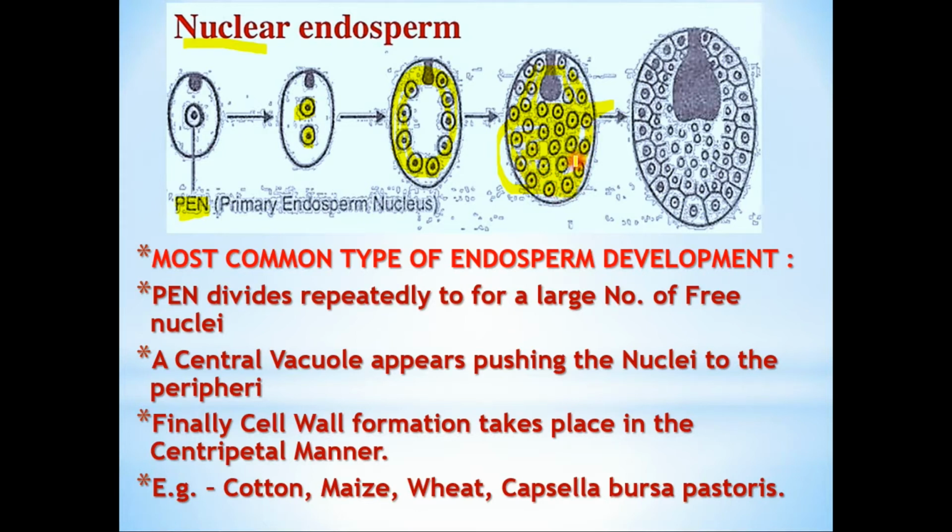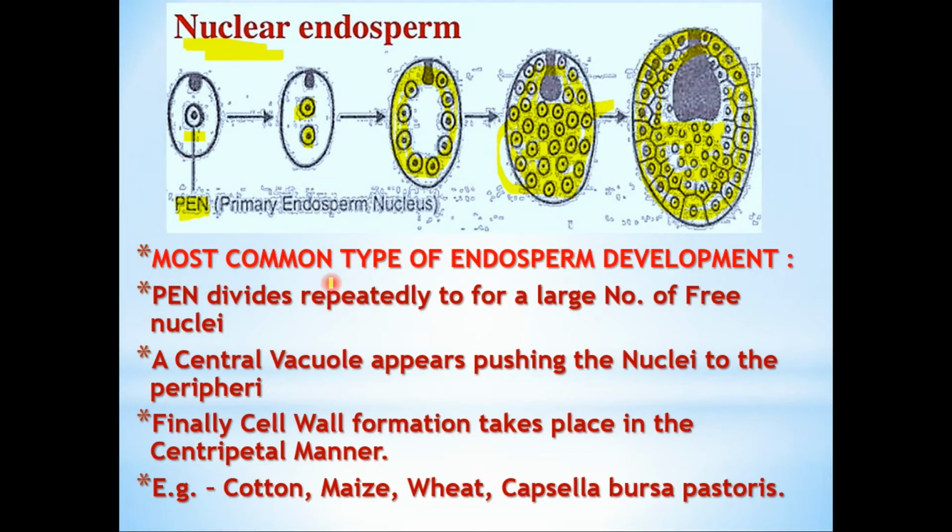In this diagram, the wall formation has not yet taken place. But when you go to the next diagram, you will find that the peripheral area or the outer area of the embryo sac has cell wall formation. Gradually this cell wall formation will proceed towards the center, and this area will also be occupied by cells having cell walls. So you could see that the primary endosperm nucleus has divided and redivided into a number of nuclei, and at the end of this process the cell wall formation has taken place in a centripetal manner. Centripetal manner means from the peripheral area to the central area. So this is called the nuclear endosperm.